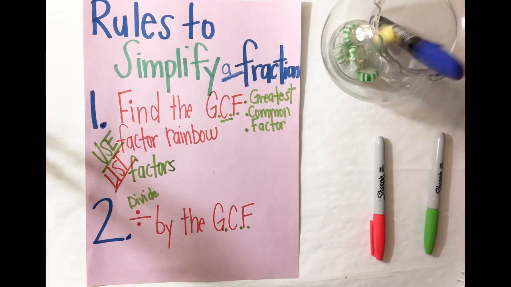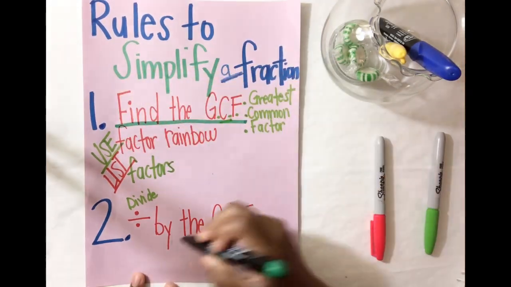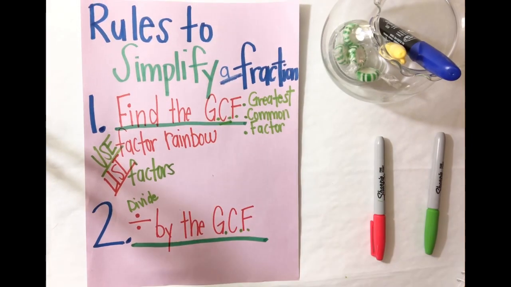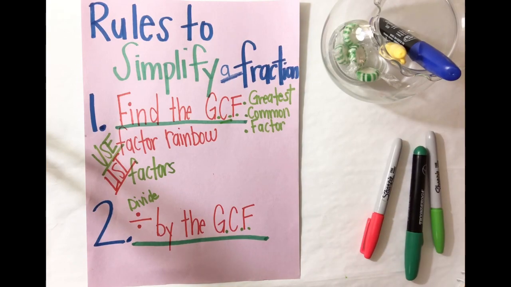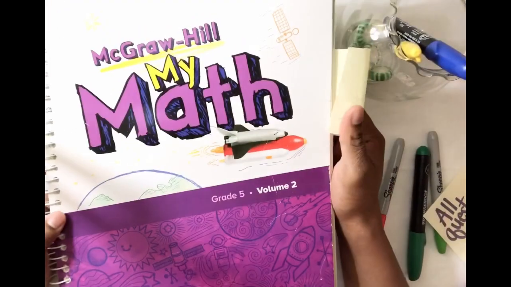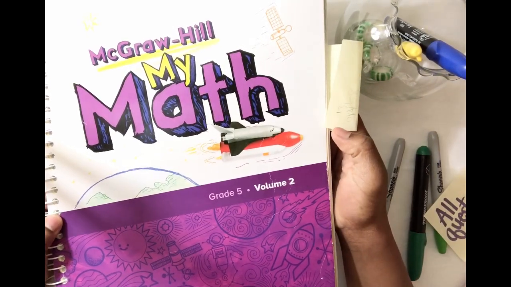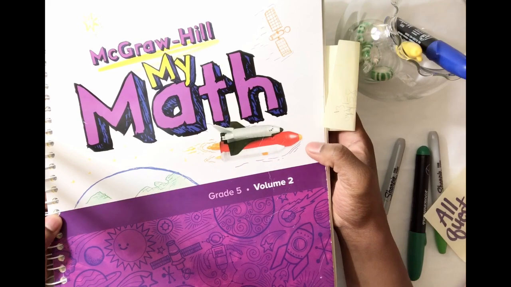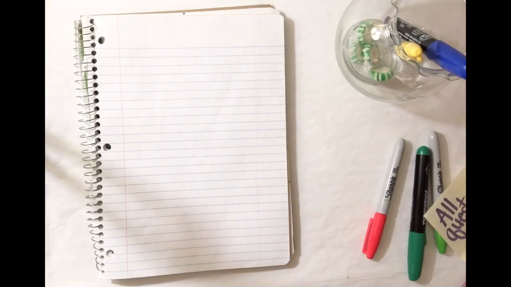The first rule is to find the GCF. And then the second rule is to divide by the GCF. Now, let's try to apply this rule together. For those of you who have your My Math book, volume number 2, let's go ahead and open up this book to a particular page. This is a 5th grade book by McGraw-Hill. And you're going to open it up right now to page number 565.